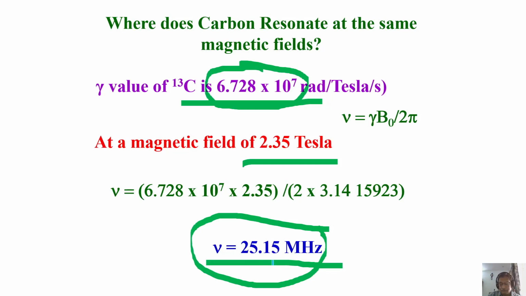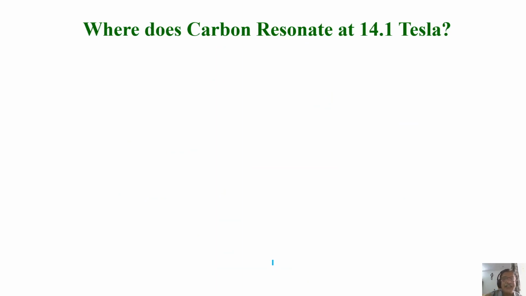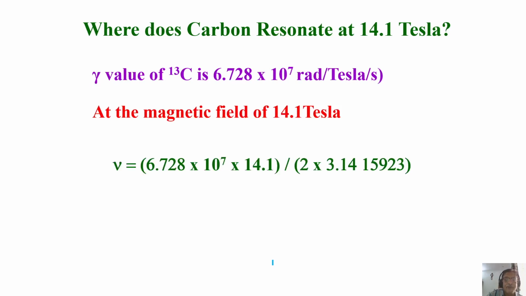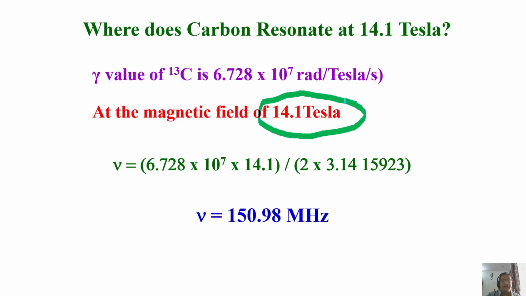megahertz. Good. Let us see what happens with the other magnetic field which we calculated for proton, 14.1 Tesla. Plug it in. For carbon 13, it turns out to be 150.98, 4 times less than that of proton. In 14.1 Tesla, proton was resonating at 600, carbon is coming at 150. In 2.35, proton was 100, carbon was 25 megahertz, around that value.